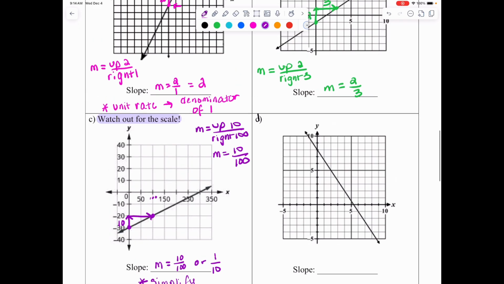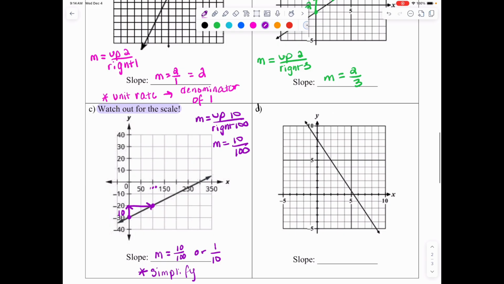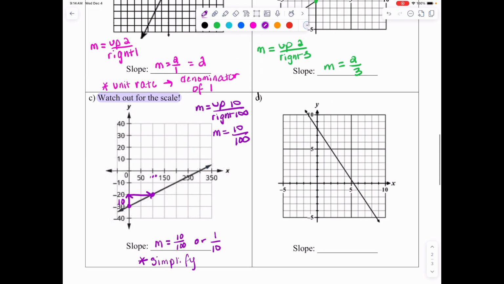Because for the first time, we're not slanted in a positive way. We have a different type of line here. So let's look and see how it affects the slope. So the first point I'm going to pick is (2, 5). And then we're going to pick (4, 2).